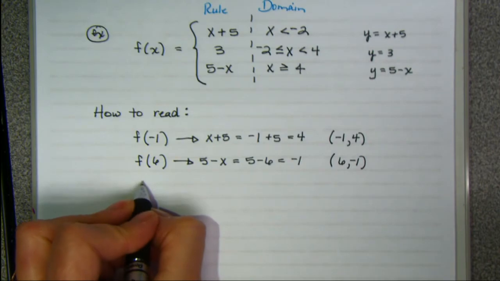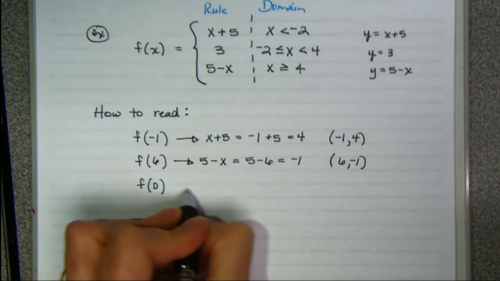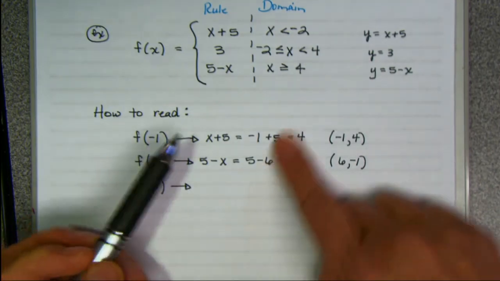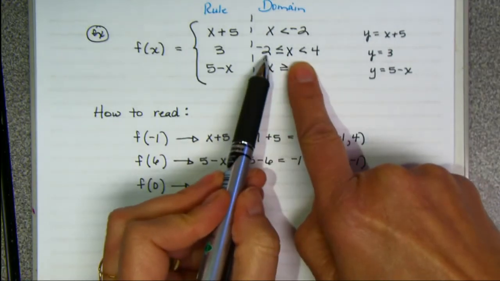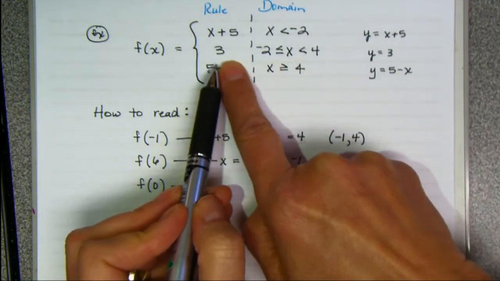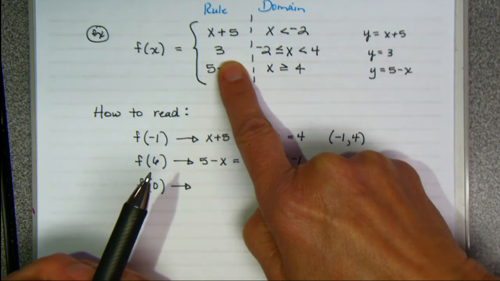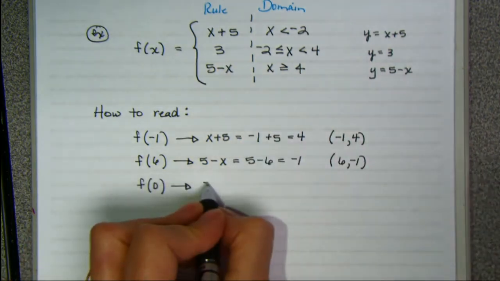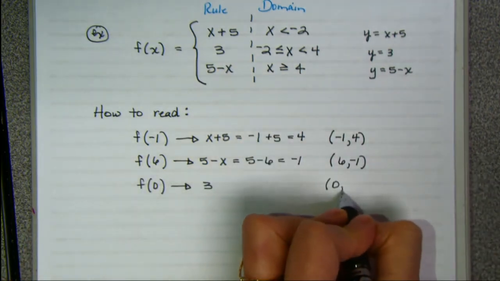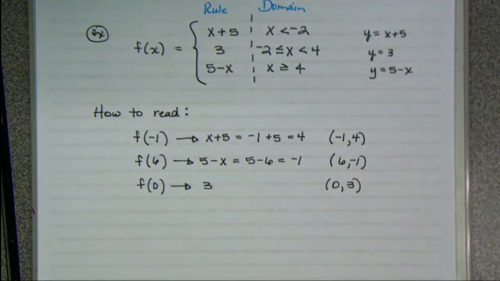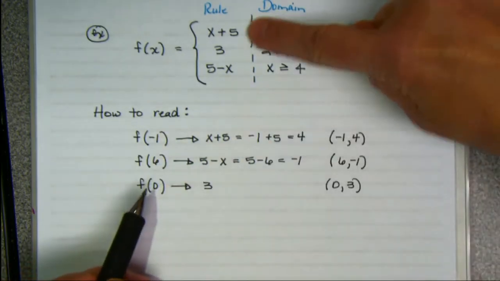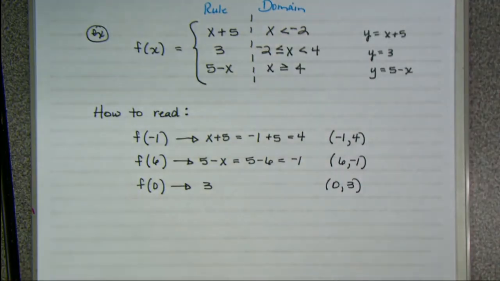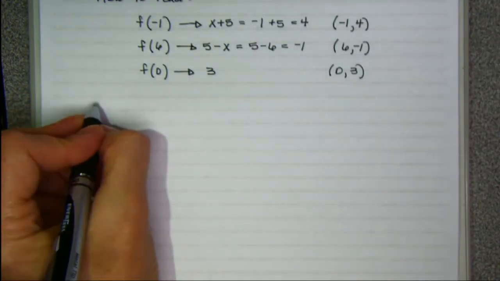And if we do f of 0, I go, okay, 0 falls between -2 and 4, so it just tells me my output is 3. So this tells me when I input 0, all I have to do is give the output of 3. I don't have to do any calculations. Okay? So that's how to know which rule to follow. All right, so now we're going to look at a graph.